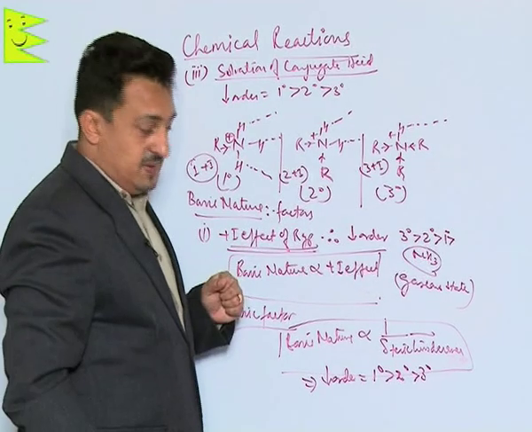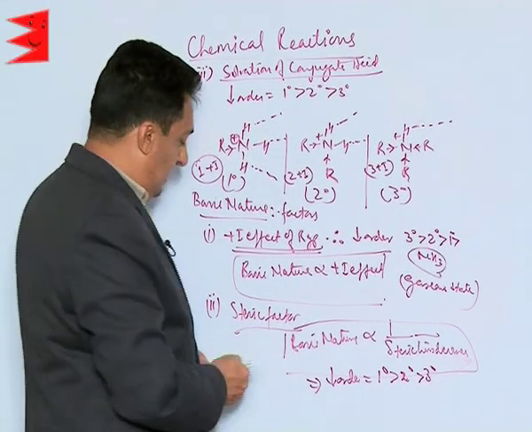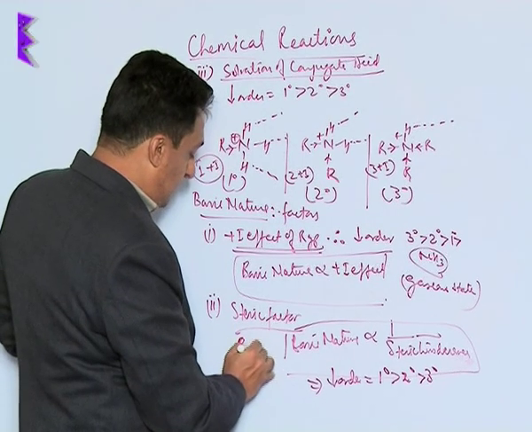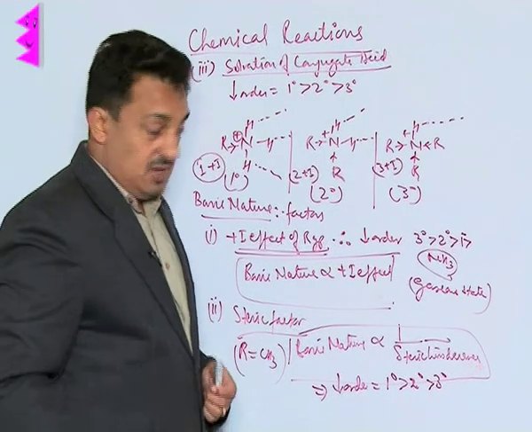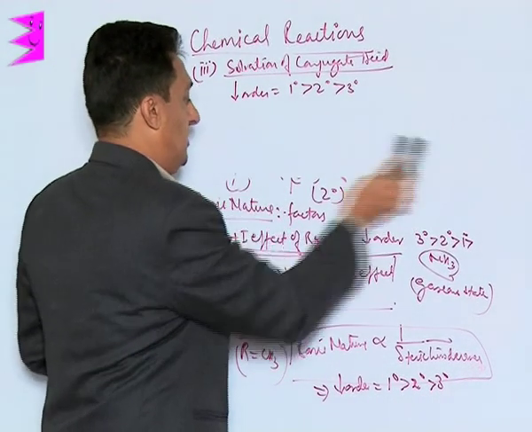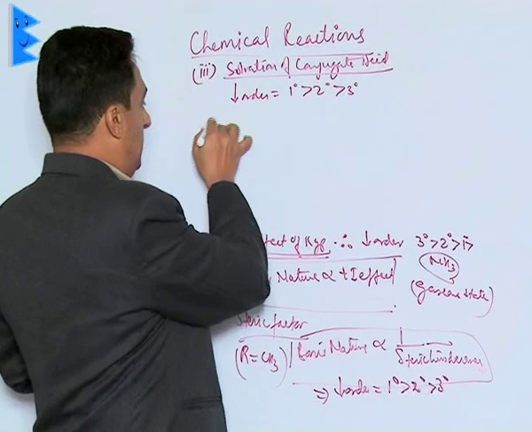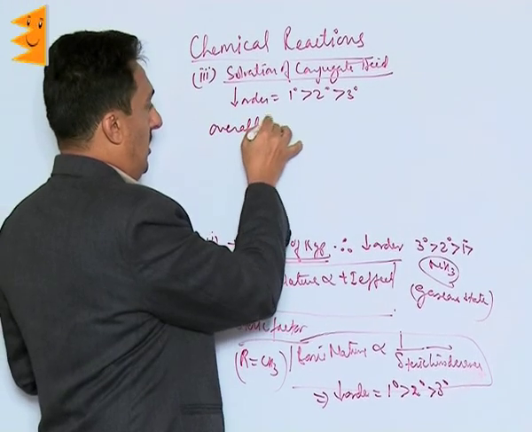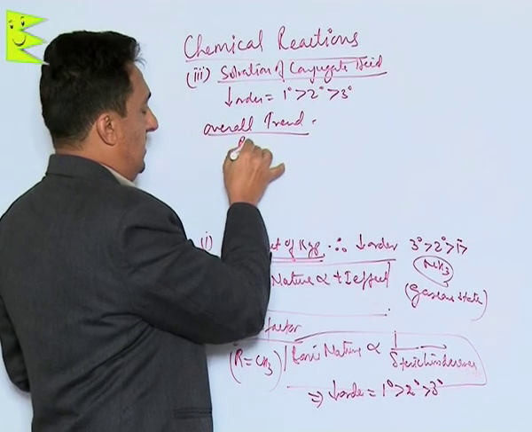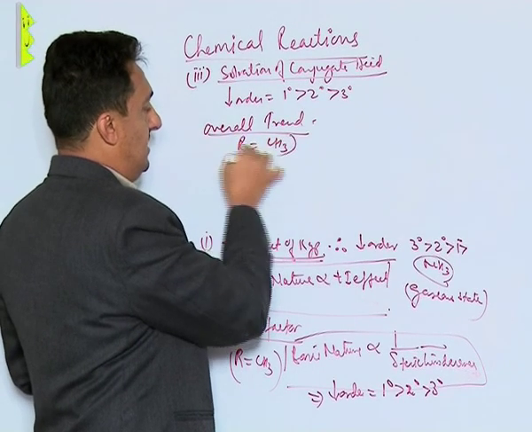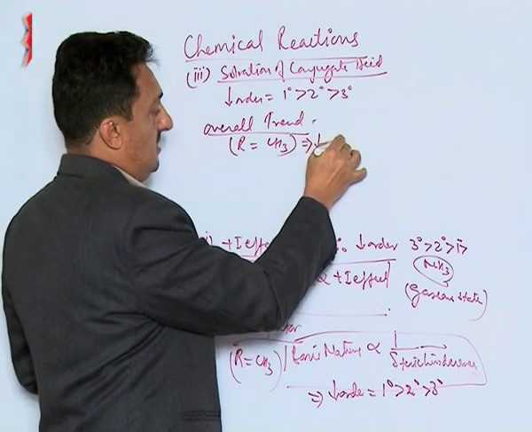Now, what you need to know is that the steric factor plays an important role only when R is methyl, else it is irrelevant. So now, let me rub out this one. Now we don't need this. Now we have to write down the overall trend: if the R group is methyl, then the trend is in the decreasing order.